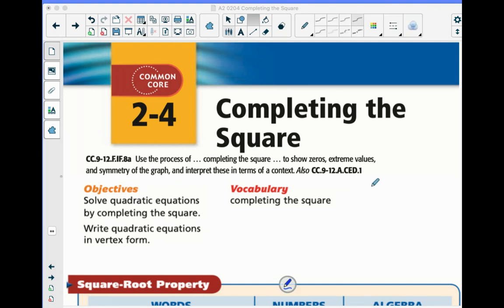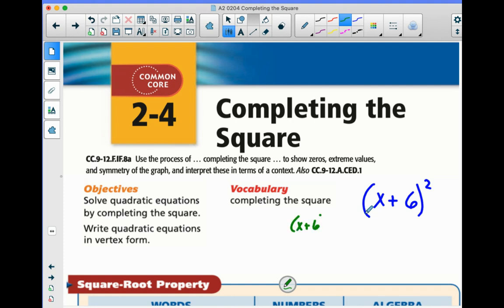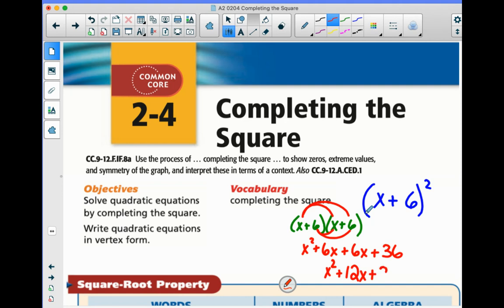We are looking to turn these expressions into something like x plus 6 squared, which you remember if we were to FOIL that out, or if we knew the shortcut. Let's do it without the shortcut. x plus 6 squared means x plus 6 times x plus 6. If you were to FOIL that, we'd have x squared plus 6x, and then inside we'd have 6x and 36. So you get x squared plus 12x plus 36.